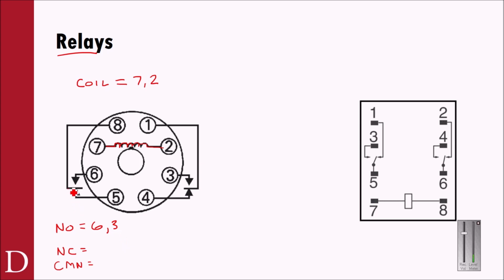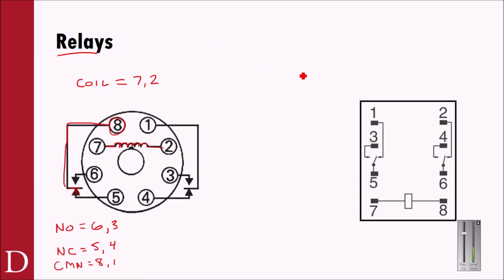The normally closed terminal is the one that it is touching. So it is touching this little contact here. So 5 is one of them. And 4 is one of them. And then common means that there's a terminal I can wire up to that's going to allow me to switch between the normally open and normally closed. And that's these common terminals that are common to both the normally open and normally closed contacts. So in this case, it would be 8 and 1.